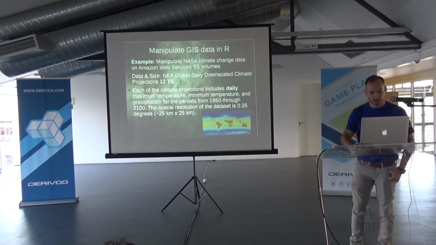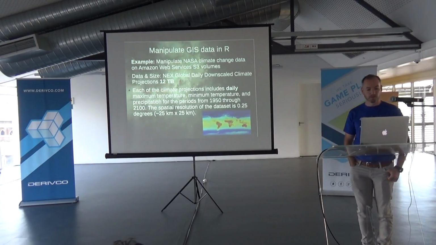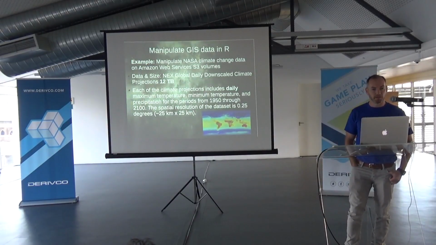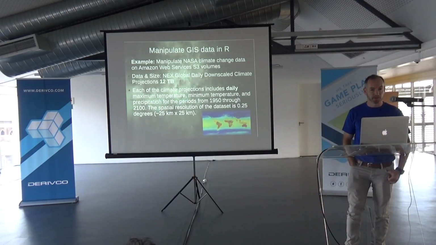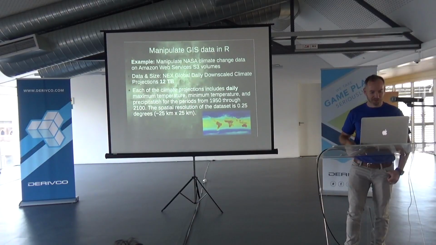Now going to manipulation of GIS data in R. The example I'm going to explain is climate change data that's available on Amazon S3 volumes. I've been using it on an EC2 instance, and it's 12 terabytes of data, quite a large data set to process or try and download on your own machine, so obviously that's why I do it in the cloud.